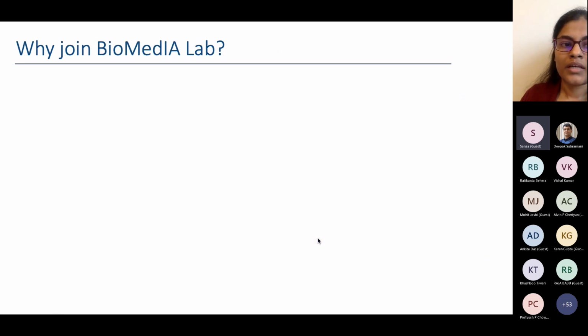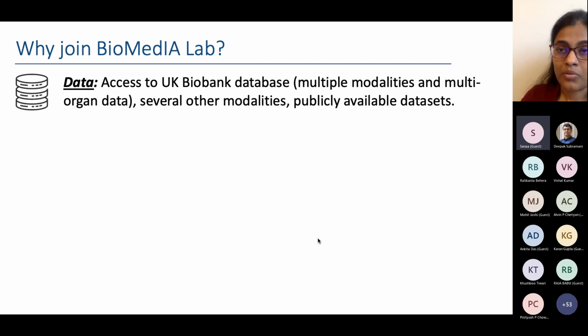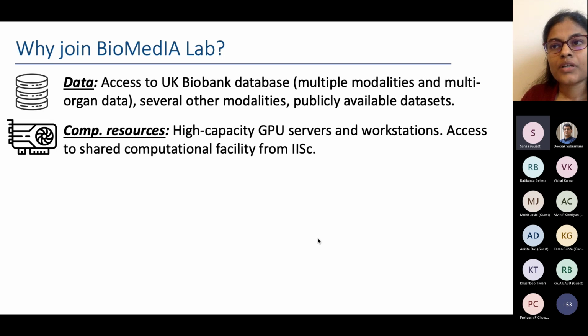So why join BioMedIA Lab? First, you will have access to the UK Biobank dataset. And as I said, that's the largest brain imaging data set, and you will have data from multiple centers. So you can work on various pathological signs in both unsupervised and supervised manner. And apart from that, you also have publicly available data sets for various medical imaging applications. And you will also have access to high capacity GPU servers and workstations.